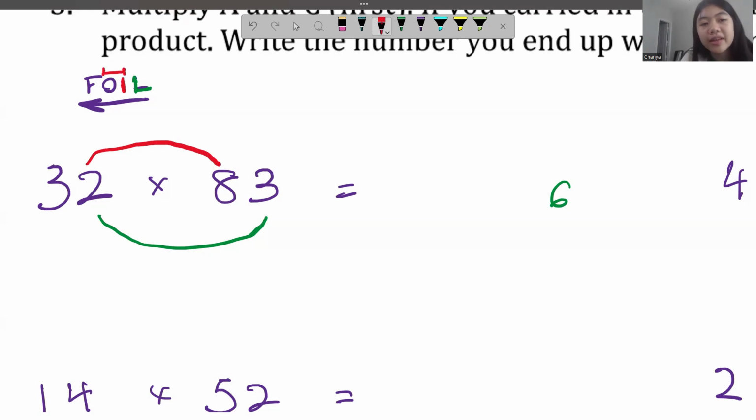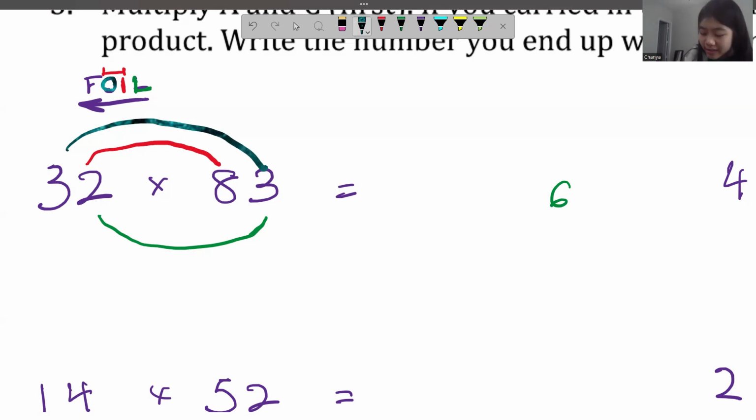So when you finish multiplying the inner, you then have to multiply the outer, which I will make blue. So the outer digits would be 3 times 3, which is 9. And then when you're done doing those products, you have to add them. So add the product of the inner digits to the product of the outer digits. That's 2 times 8 plus 3 times 3, or 16 plus 9, which gives you 25.